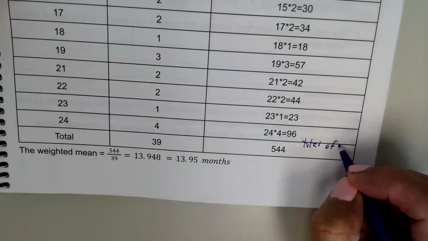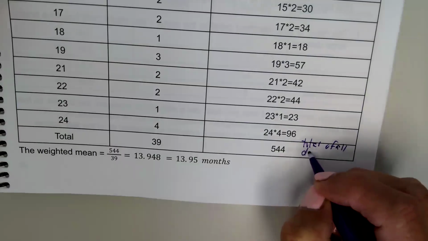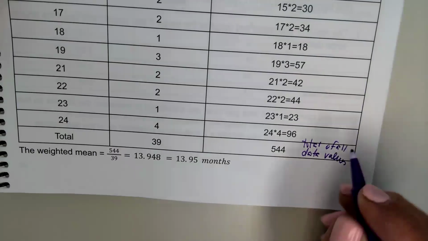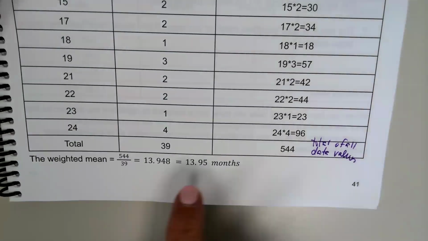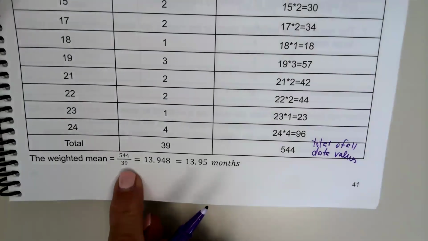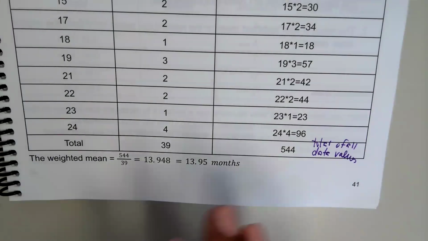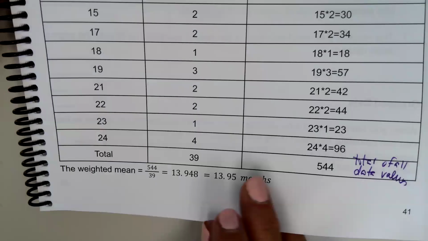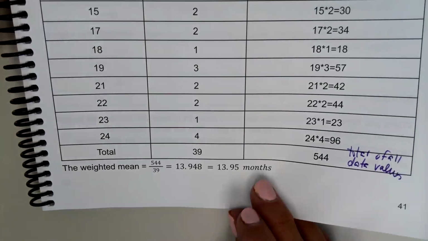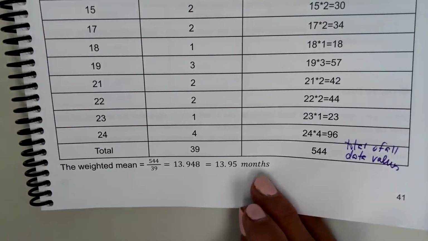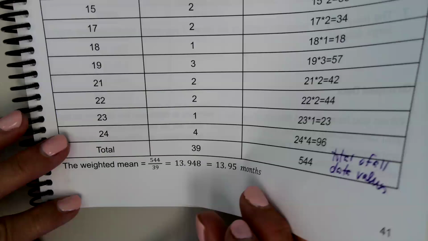Total of all data values. And then I can take that total and divide by the count, which is 39, and I get the mean of 13.95, which is exactly what we had in the earlier part of 3.1, and that's because we had the raw data.